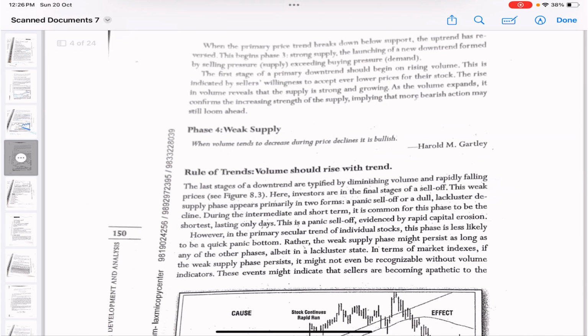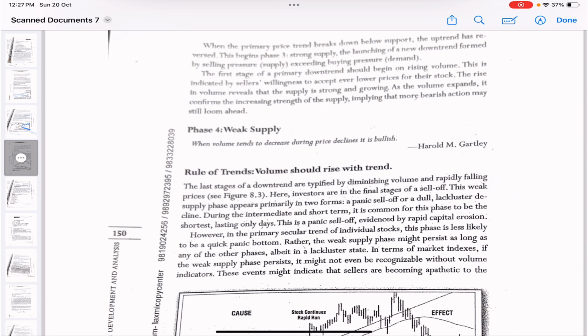When the primary trend breaks down below the support, the uptrend has now reversed. Now, when the uptrend has reversed and the volume is increasing in the downtrend, that is the starting of phase 3, which is a strong supply. Downtrend is formed because of selling pressure. Another word for selling pressure is supply.